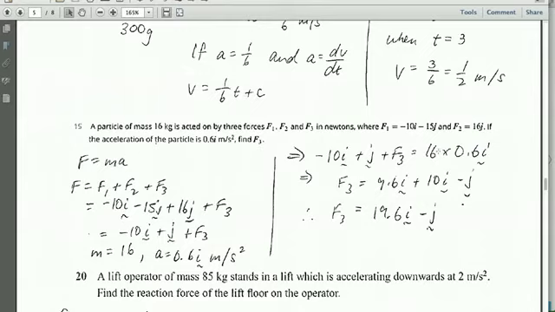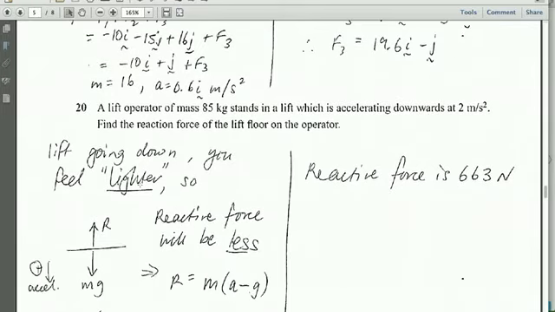Okay, so that's what's happening here. We've actually just simplified all of this, and it just turns into negative 10i, because negative 10, the minus 15 plus 16 gives you 1j. It just simplifies. So this thing equals 16 times 0.6. And then with a bit of rearranging, you'll find that this part here and this part here is 9.6. Take all this other stuff over, and then you end up with F3. So it's basically just rearranging F equals ma for that one.